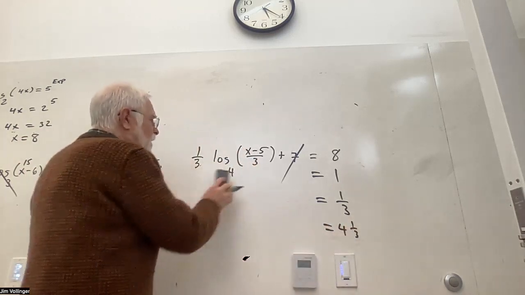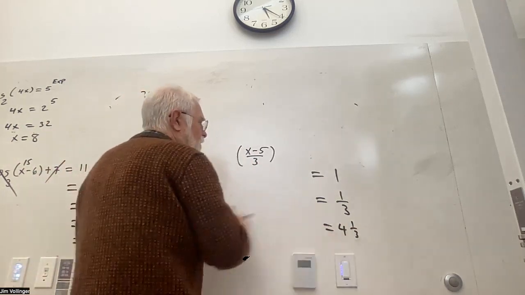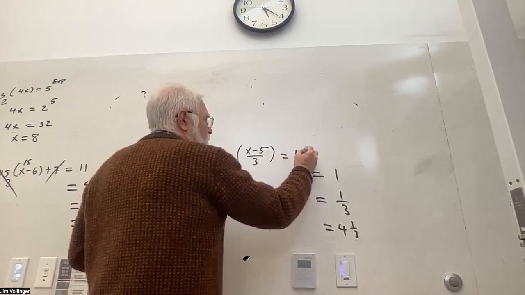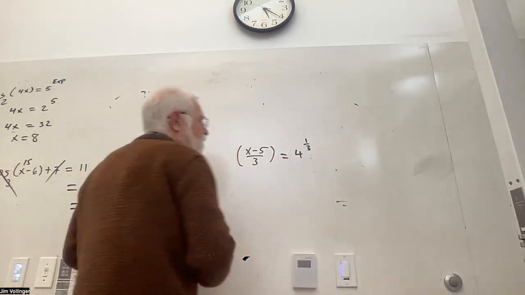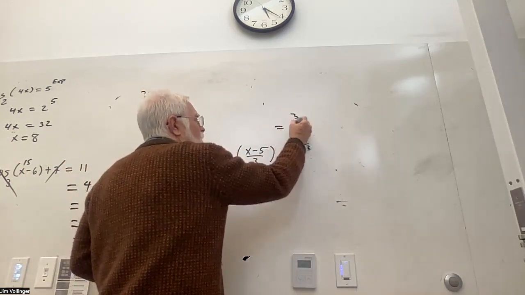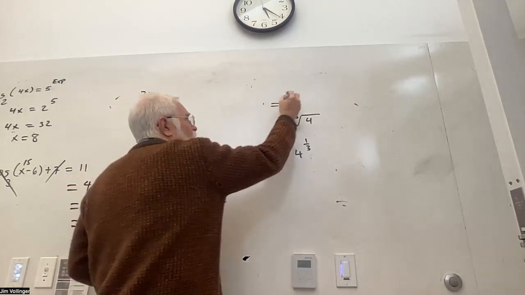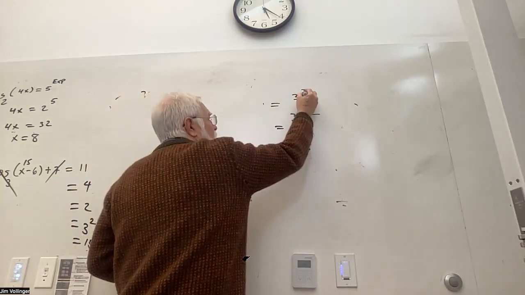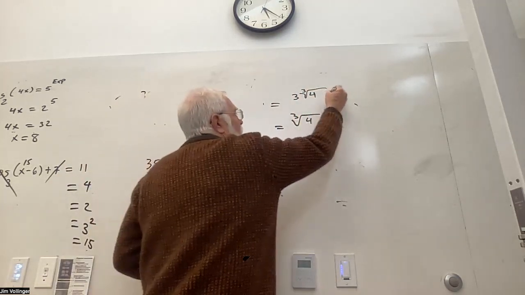Okay, I'm gonna erase this now. Right, and I'm gonna write this as equal to 4 to the 1/3. And we're gonna look at how to get a nice answer here. Well, first off, I think you should rewrite that as the cube root of 4. Because all you're gonna do then is multiply it by 3, and then add 5, and you're done.